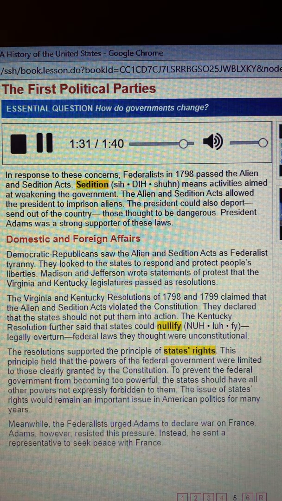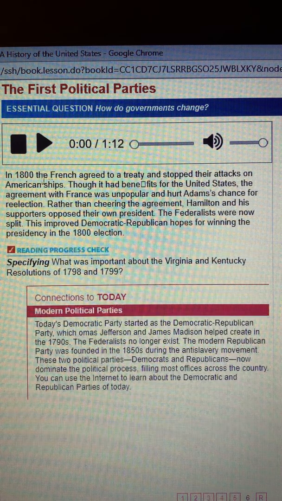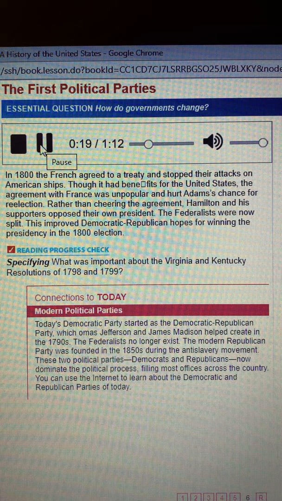Meanwhile, the Federalists urged Adams to declare war on France. Adams, however, resisted this pressure. Instead, he sent a representative to seek peace with France. In 1800, the French agreed to a treaty and stopped their attacks on American ships. Though it had benefits for the United States, the agreement with France was unpopular and hurt Adams's chance for re-election. Rather than cheering the agreement, Hamilton and his supporters opposed their own president. The Federalists were now split. This improved Democratic-Republican hopes for winning the presidency in the 1800 election.